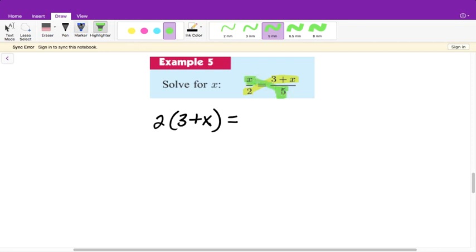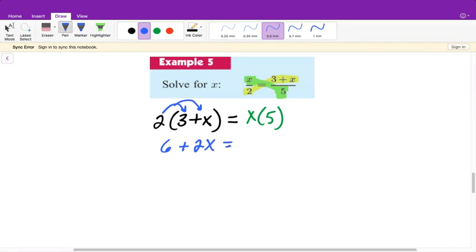We also cross multiply here. So then we can say it is equal to x times 5. All right, now we go ahead and simplify. We can distribute the 2 into both, so we get 6 plus 2x, and then we just multiply x times 5, which is equal to 5x.